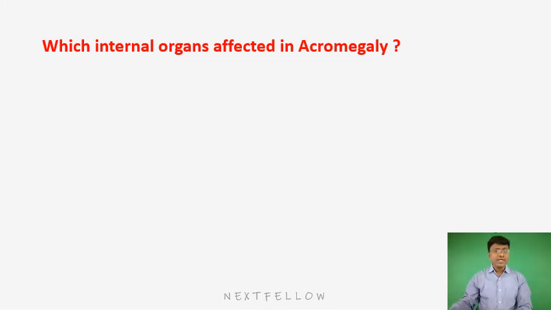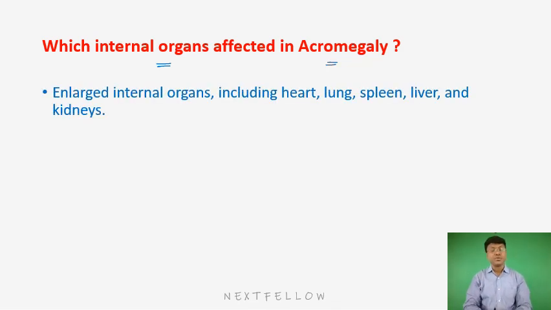Now, what internal organs are affected in acromegaly? That means which are the important visceral organs? The important visceral organs affected include the heart, which is a very important structure, and the lung, spleen, liver, and kidney. All these internal organs are enlarged in size. Next.